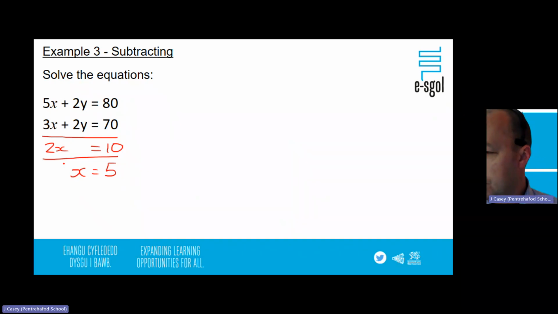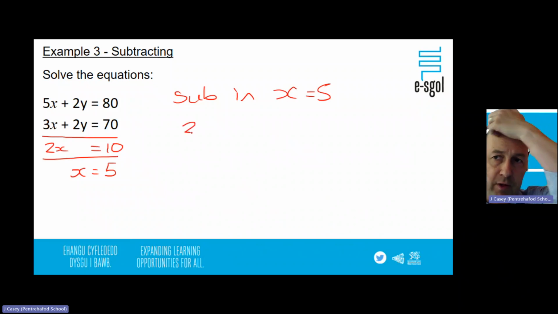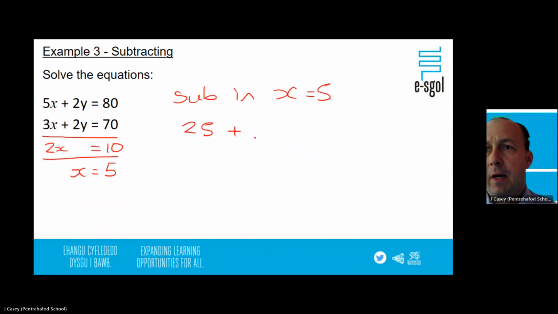Now, I've got one of the answers, so the process is the same now as for the previous questions. I'm going to sub in x equals 5. And I can choose any equation I want, really. I think I'll choose this top one. So it's 5x, which means 5 times 5. So I'm just going to write that as 25 plus 2y equals 80.